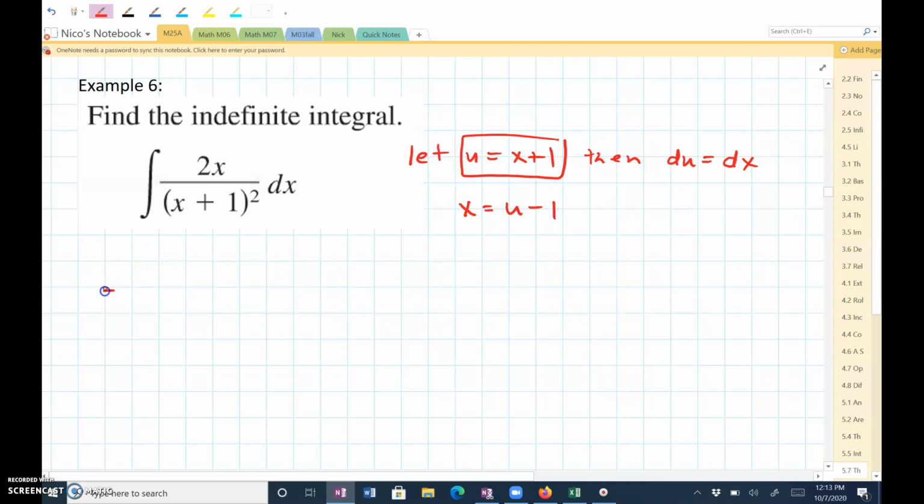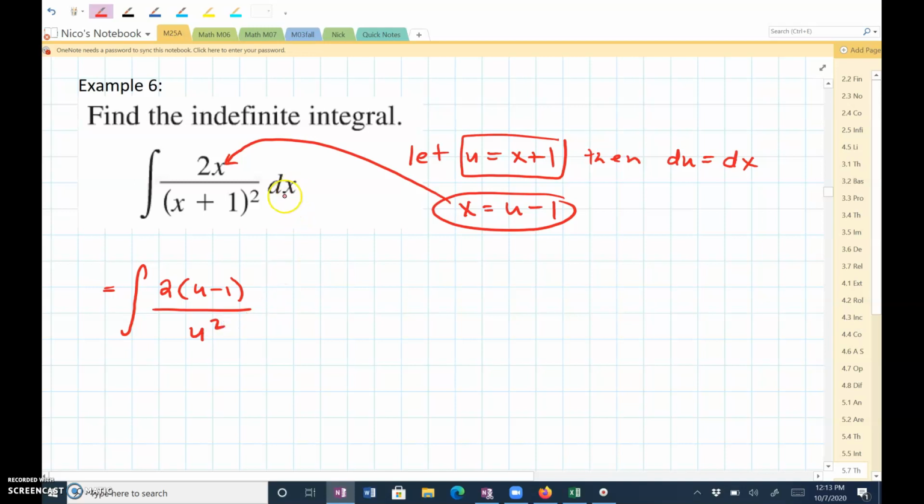So now let's substitute in what we have. 2x would be 2 times u minus 1. x plus 1, that's going to be u squared. And dx would be du. Then I'm going to have the integral of 2u minus 2 all over u squared for each of those du.